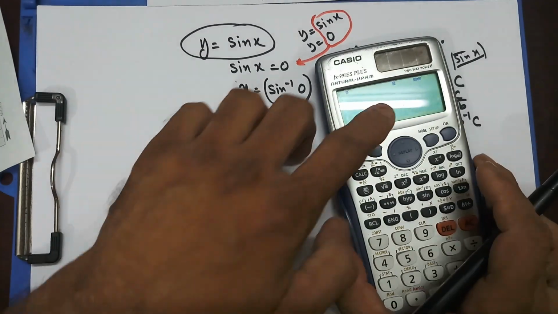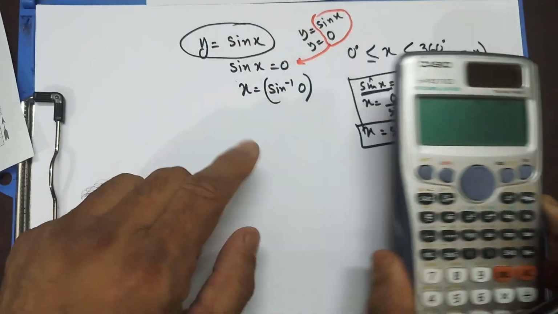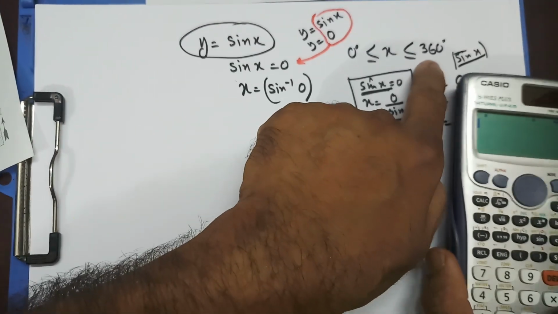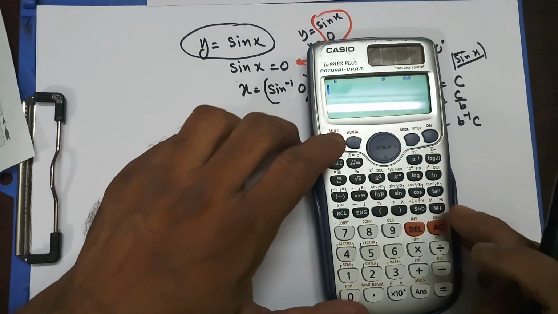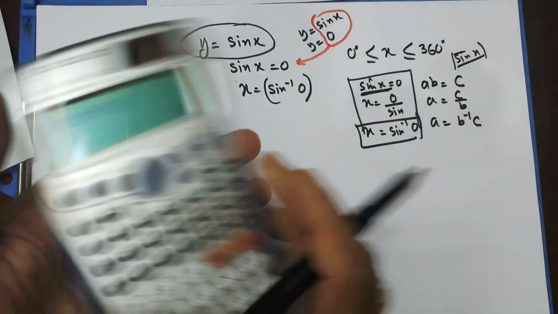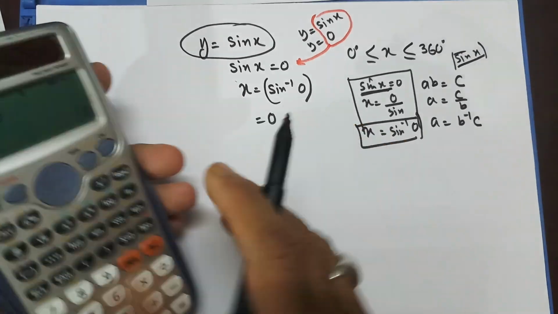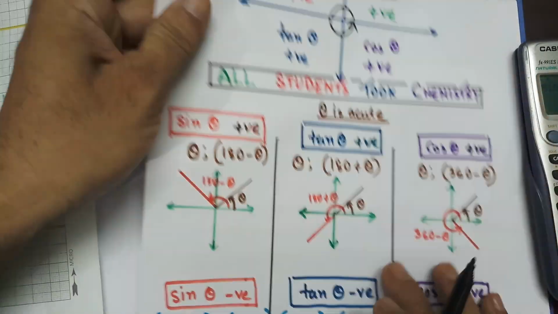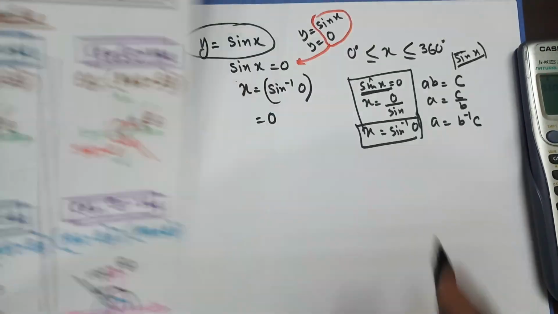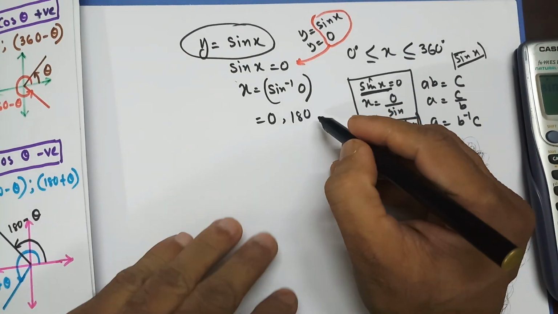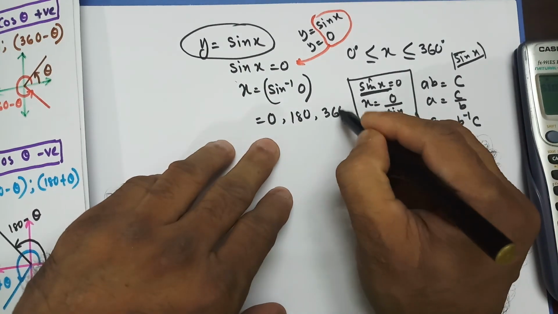Now we're going to use this calculator. Make sure your calculator is in degree mode, because the domain of x is given as 0 to 360 degrees. So this is going to be sine inverse 0. I got 0, so the first one is 0. And then 180 minus theta, I hope you remember that. 180 minus theta gives me 180 degrees, and then another one, 360 degrees.